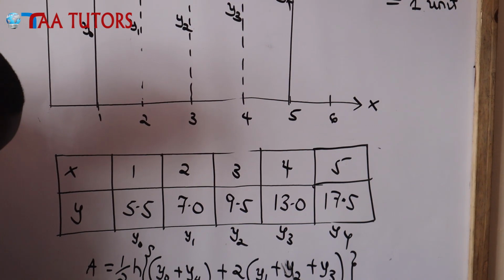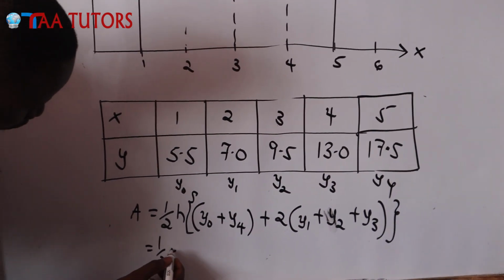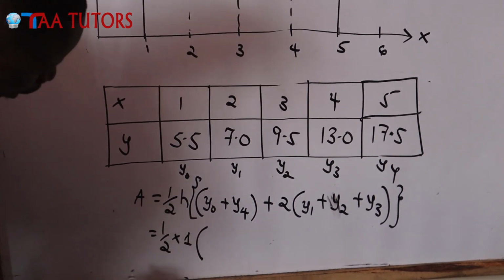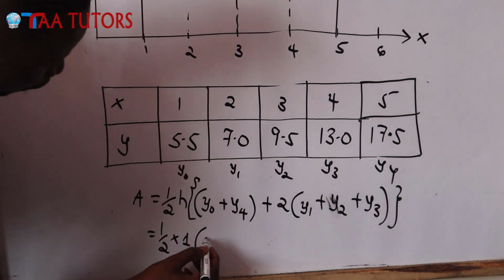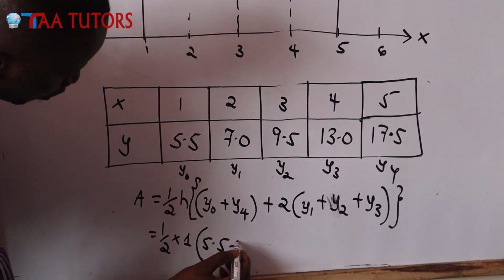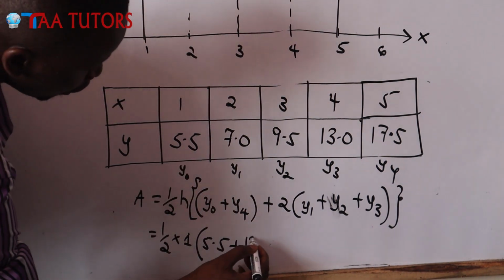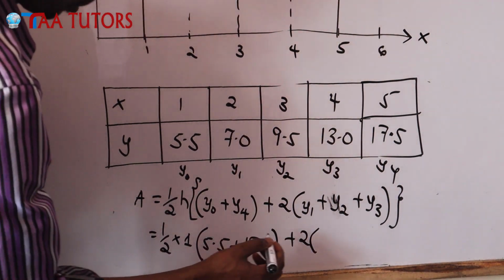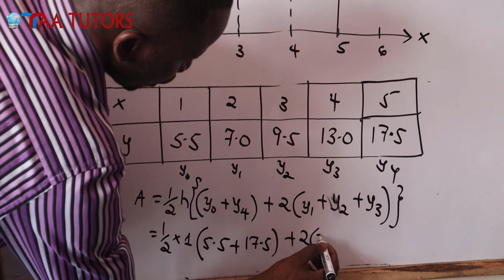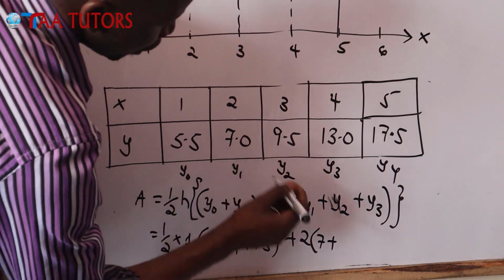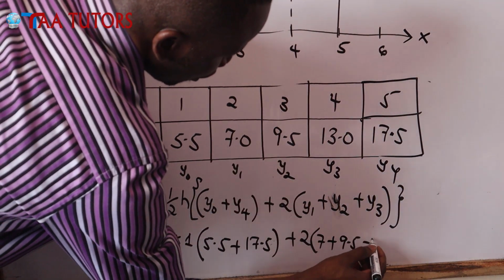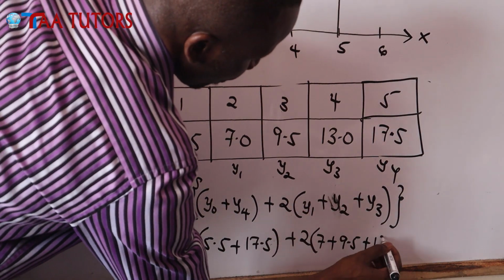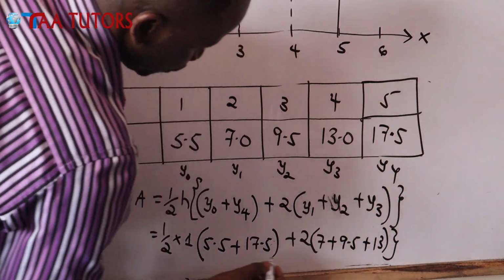So this is a half times 1 in bracket. Y naught is 5.5 plus y4 is 17.5, plus 2 into y1 is 7 plus 9.5 plus 13.